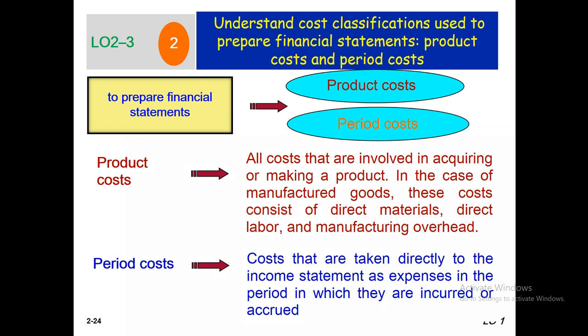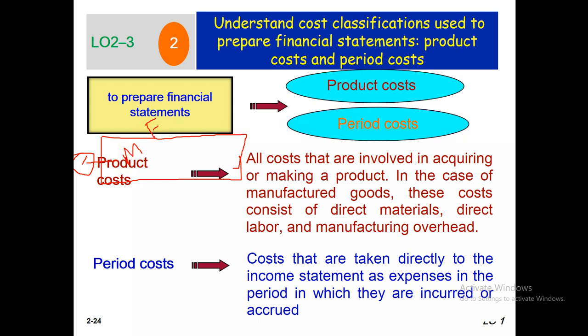For product cost, we have a definition here: all costs that are involved in acquiring or making a product. In the case of manufactured goods, these costs consist of direct materials, direct labor and manufacturing overhead. Suppose it's our factory. In our factory we need these three types of costs. This is the raw materials warehouse, and we are sending our materials to the factory.